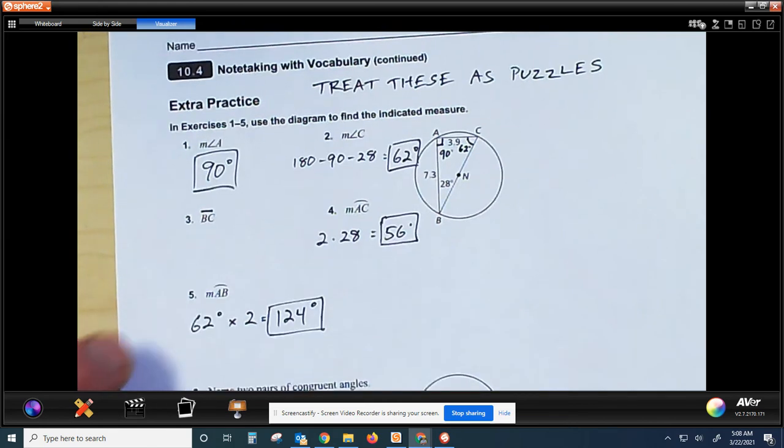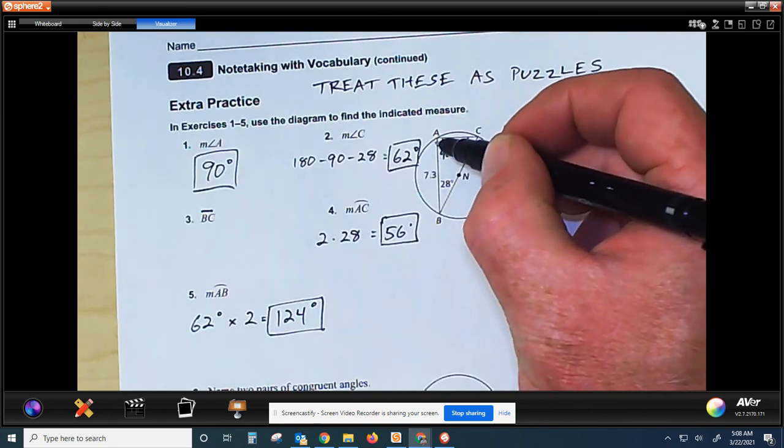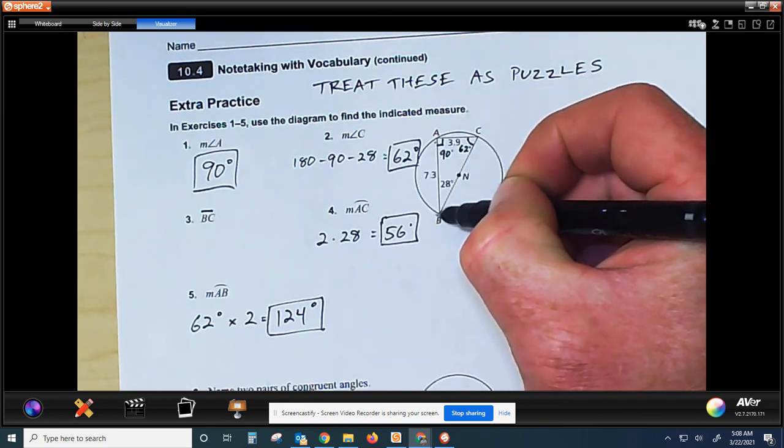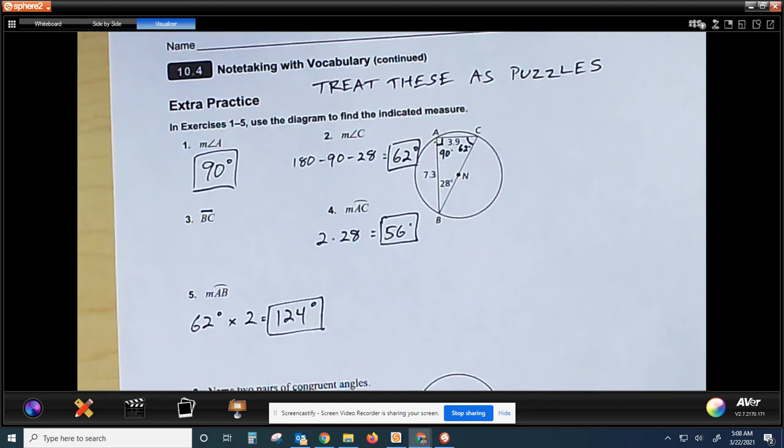I like it. 62 degrees was here at angle C. I double that to find the arc that it projects to, AB. 62 times 2 is 124. There's more than one way to figure all these out. You may discover another while you're working today.